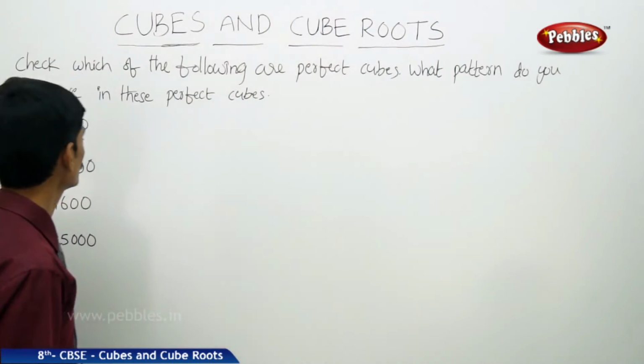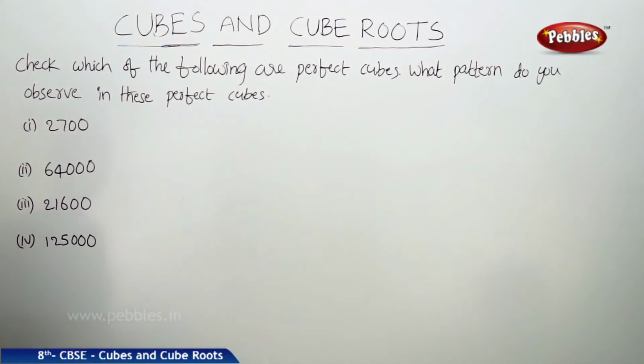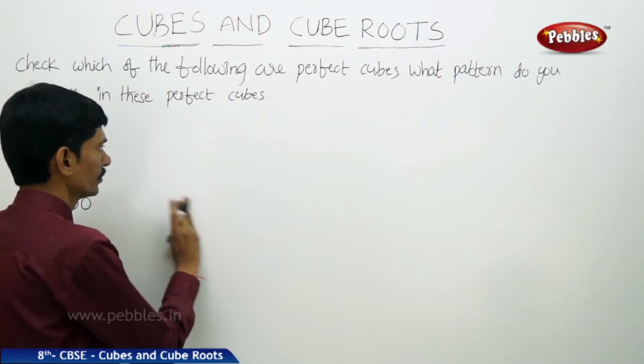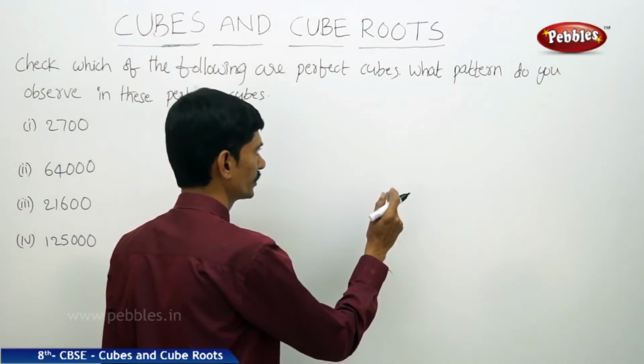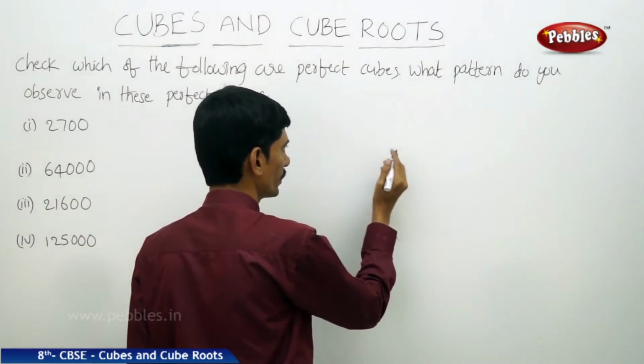Now let us solve the next question. Check which of the following are perfect cubes. So what pattern do you observe in these perfect cubes? Now let us check the cubes of some natural numbers whose ones places are 0.